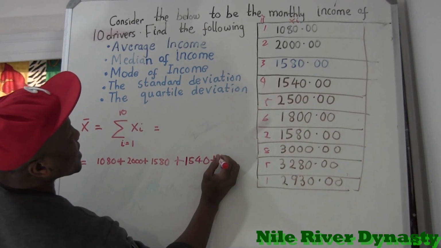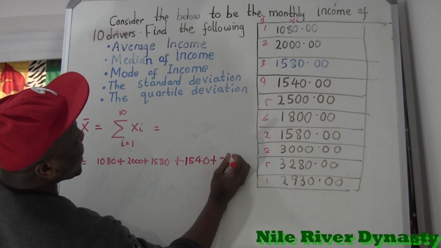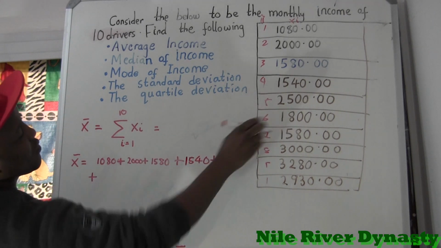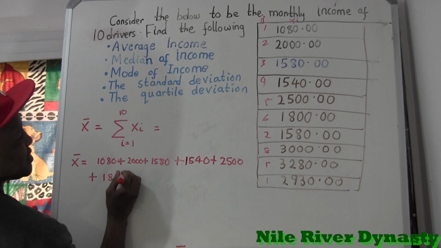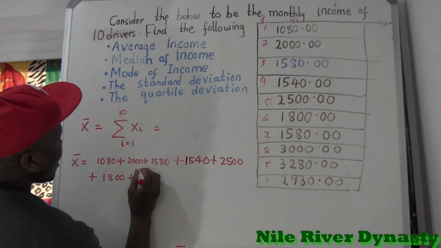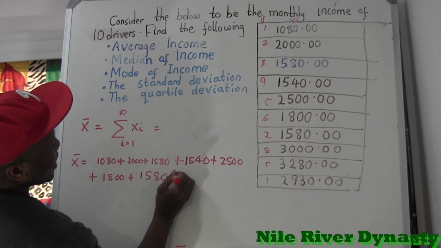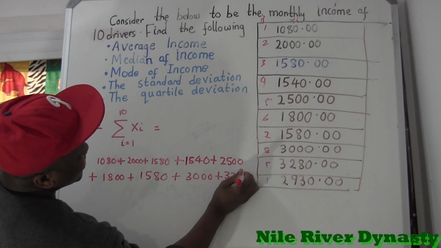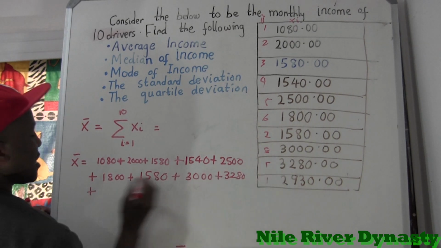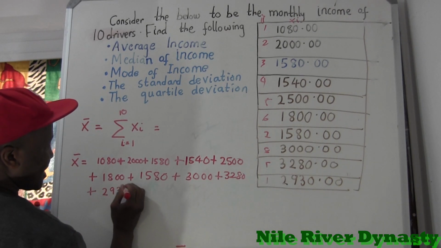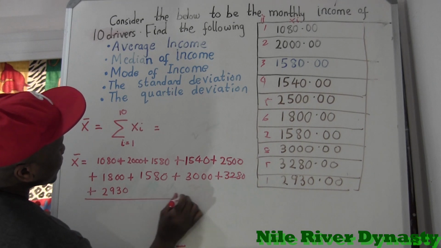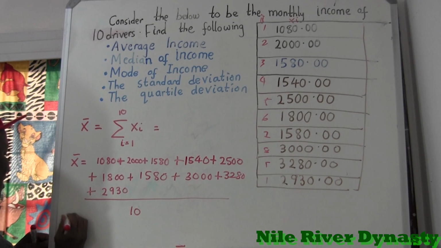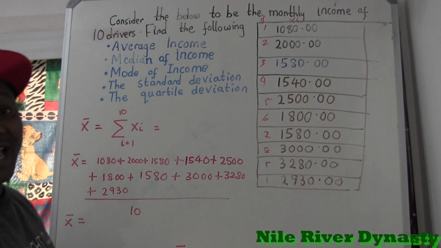And the next one is going to be 1540, and then 2500, and then we add the next one, which is going to be 100, and then we plus 1580, and then we plus 3000, and then we plus 3280, and then for the last one we plus 2930. Then all of these we can divide by how many of them there are? 10. So this is going to give us the average, or you can call it the mean.